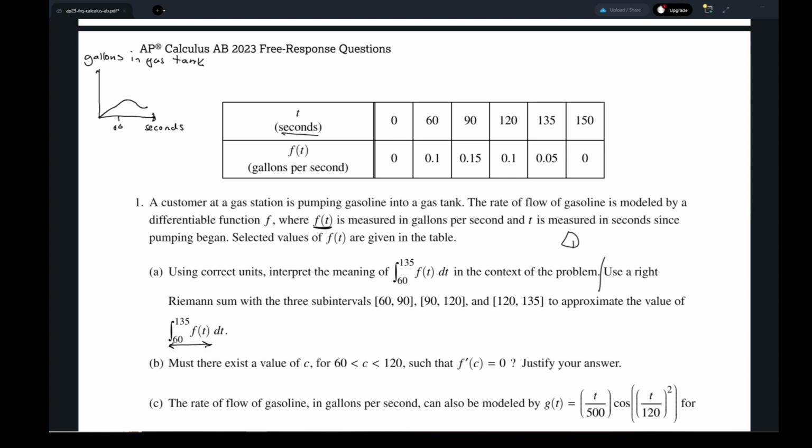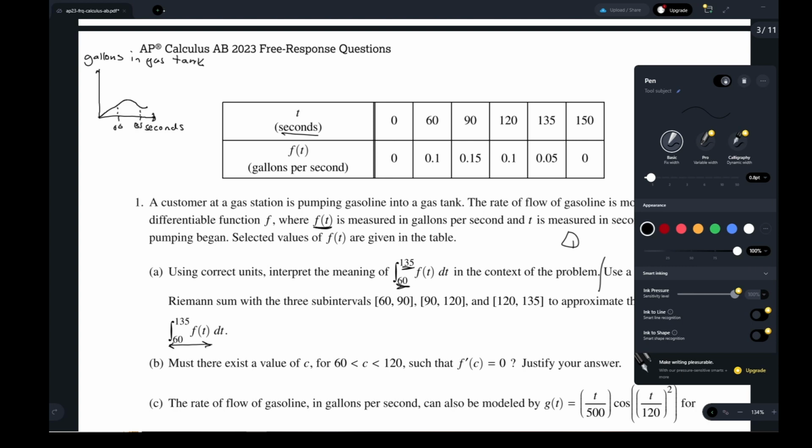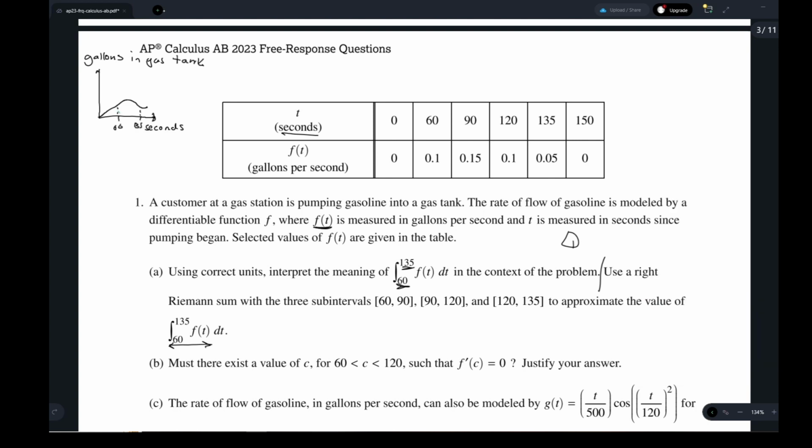So the first thing they want to know is they want to test if we know what an integral is. So what an integral from 60 to 135 is going to do is it's going to tell us the area underneath this curve, starting from 60 and ending at 135 seconds. So what is the area? I'll put it in green, but the integral is going to tell us this area underneath this graph over here.